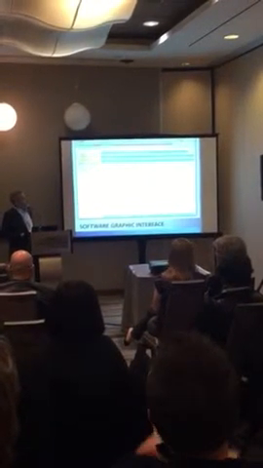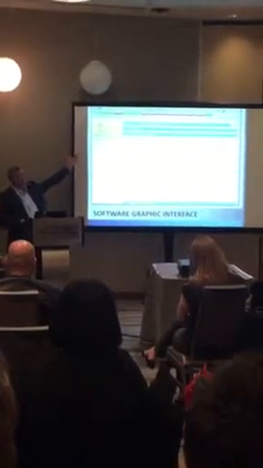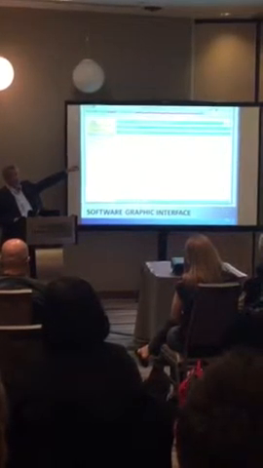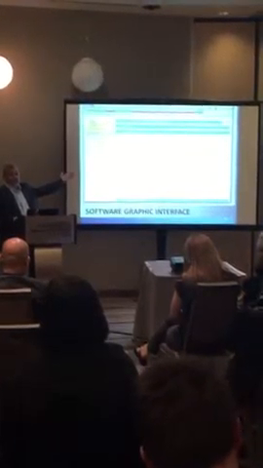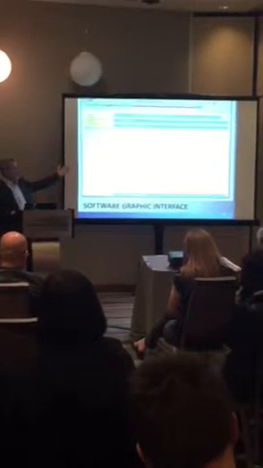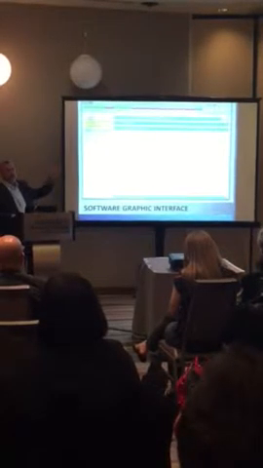This is how it looks, the graphic interface of the application. You have all the sections, those that are completed, those that are not completed, and the ongoing section in blue. It's an autosave application. Once the answer is selected, it's being saved, so there's no loss of information as you're going through.